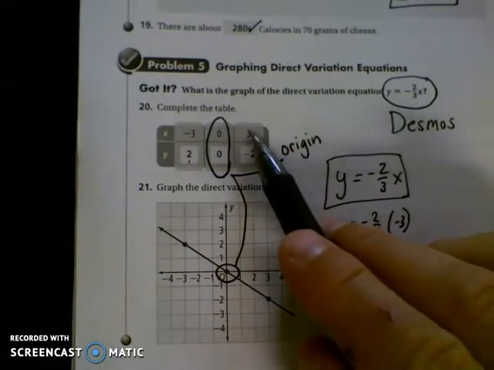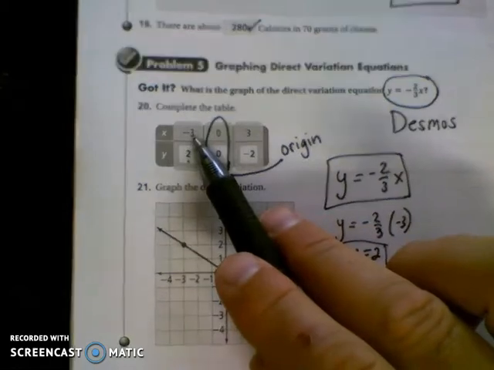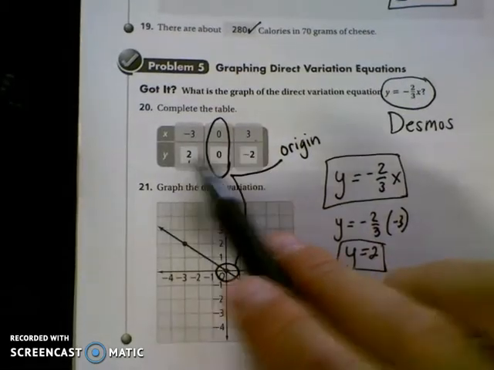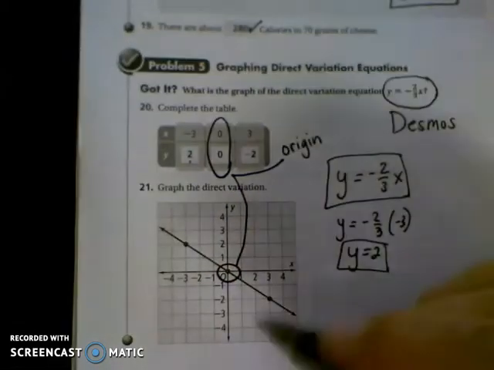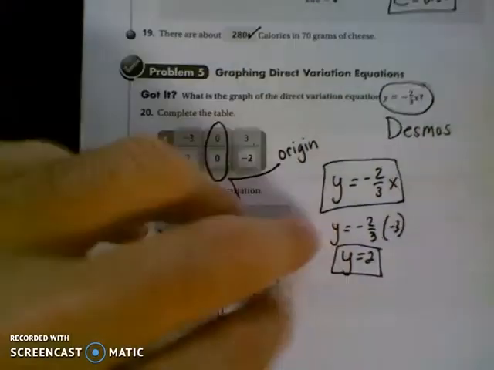Then next time we're going to put in 3, and the opposite of negative 3 is 3, and so if this is 2, this has to be negative 2. So there's our graph. We graphed those 3 points, and we got that graph. And again, you can also use Desmos to solve that equation.